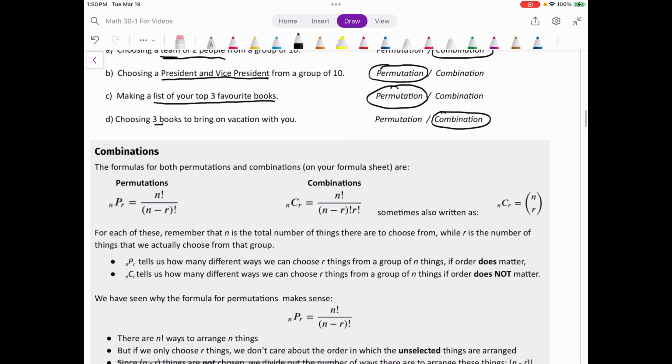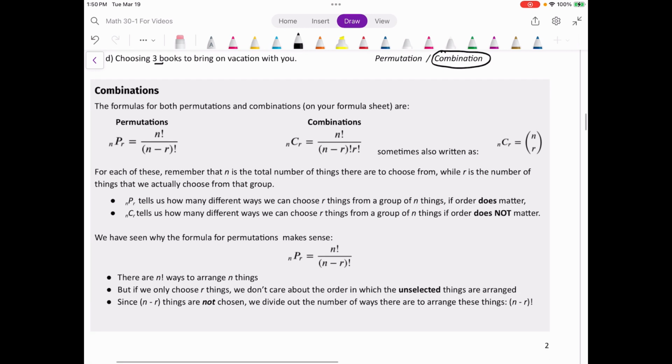All right, let's take a look at the formula behind combinations. So, the formulas for both perms and combs, which are both on your formula sheet, okay, are, we saw this one yesterday, n pick r, or n permute r, is just n factorial, the number of ways to arrange n things, divided by n minus r factorial. Remember, this is just the number of ways to arrange the things that were not chosen, right? We're choosing r things from n options.